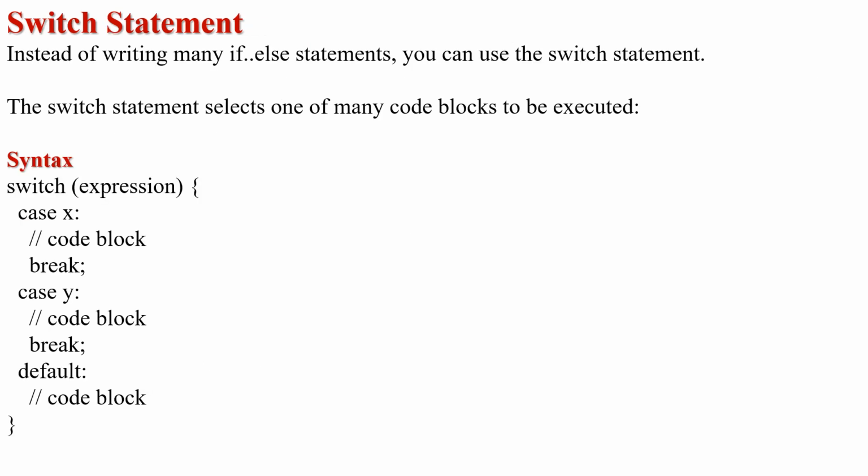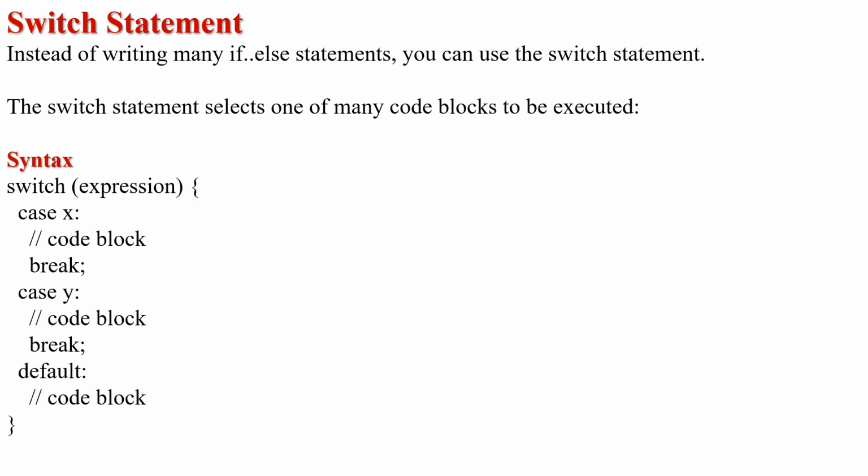Next one is decision making and branching. Instead of writing many if else statements, we can use the switch statement. The switch statement selects one of many code blocks to be executed. The switch expression gets a number. Suppose case X matches, then that code block will be executed and then break. Case Y means next, then break.